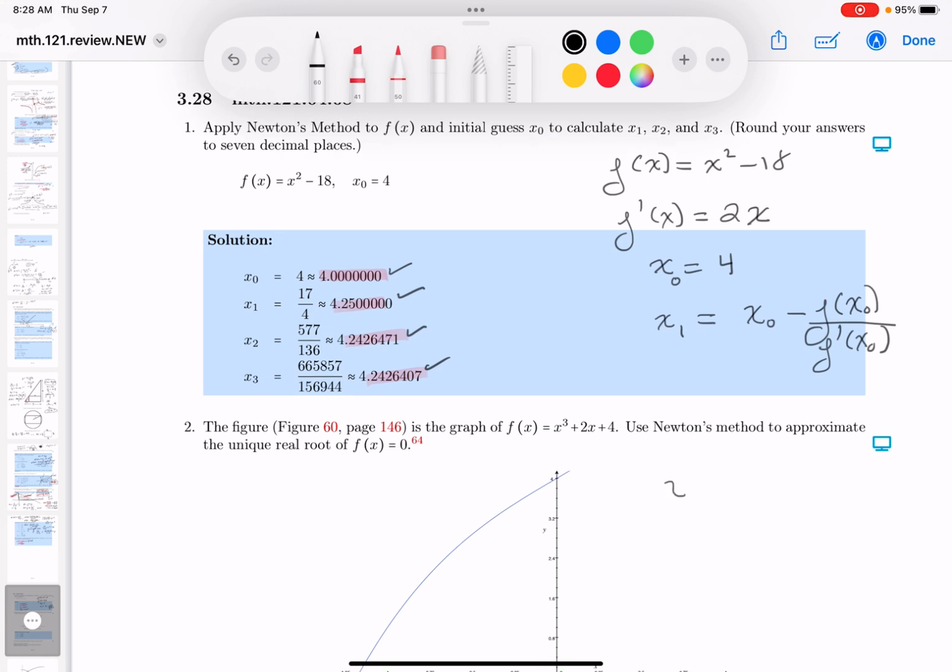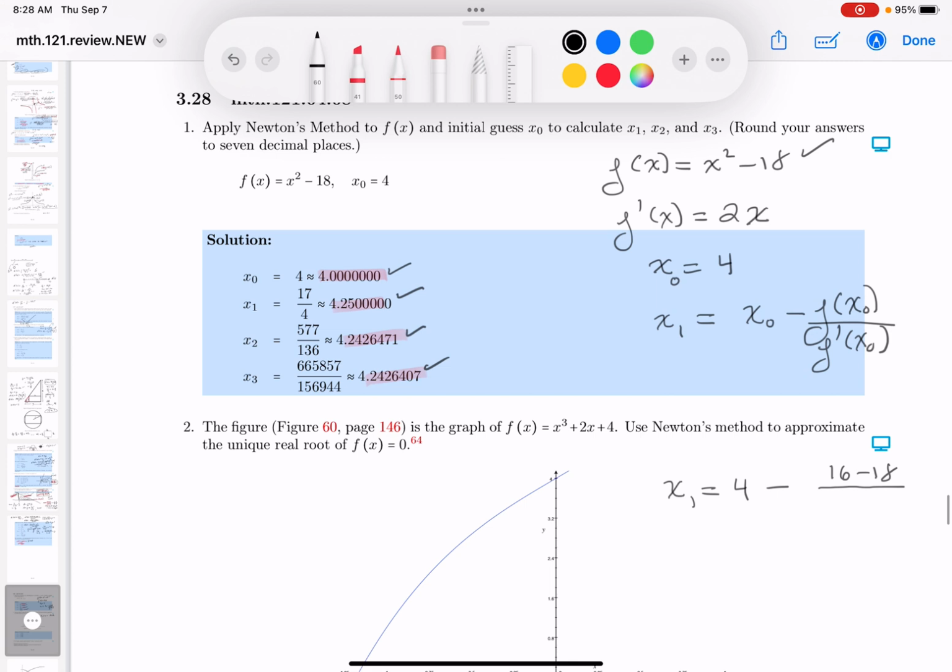But I want to compute x1 for you. What's x1 going to be? x1 is going to be equal to x naught. What's x naught? It's 4. Minus f of x naught. All right, this is more difficult, so I've got to put this down. What's f of x naught? It's 16 minus 18. That's f evaluated at 4. That's pretty easy to do.